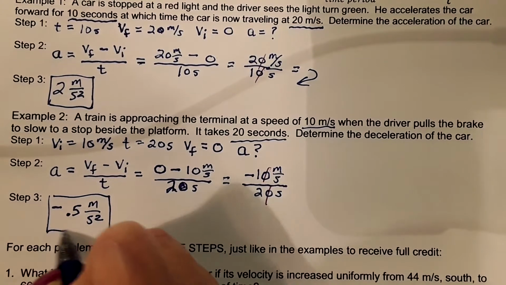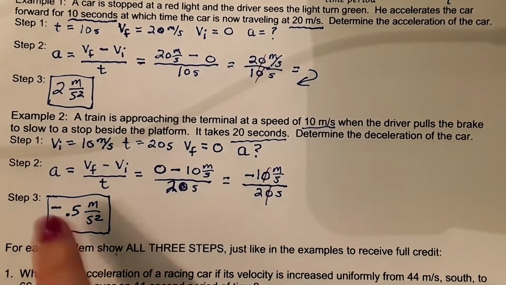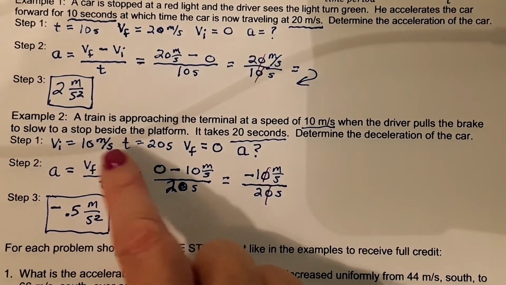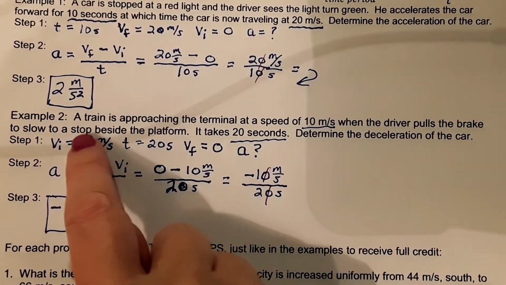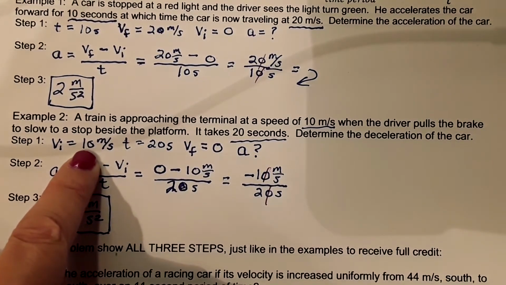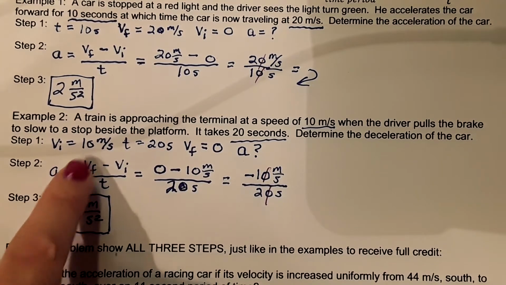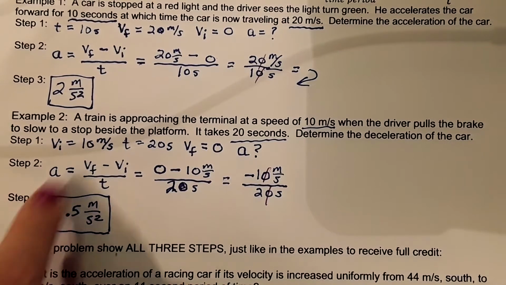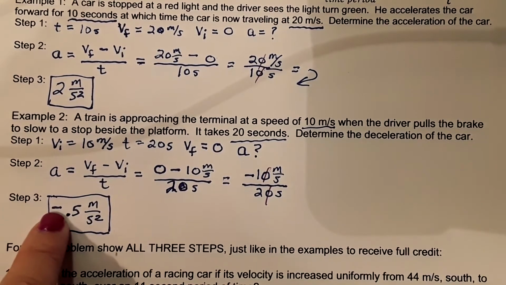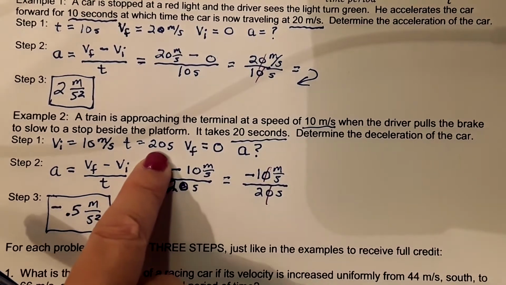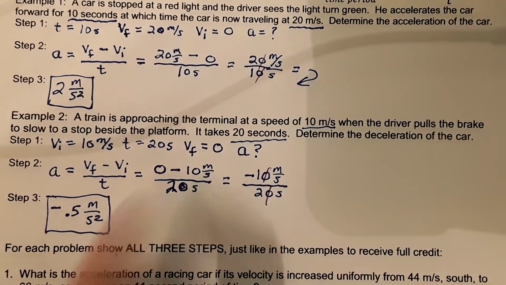Now, why the negative? Remember, we're starting with a velocity of 10 meters per second. And for every second we slow down, we're going to subtract 0.5 meter per second from this. Okay? And so that's why it takes 20 of these to get this from 10 to 0. You're going to subtract the increment from your speed every second for 20 seconds, and then you'll be stopped.